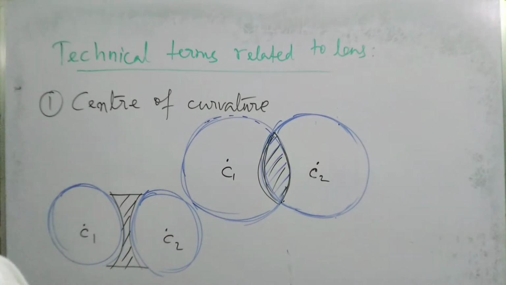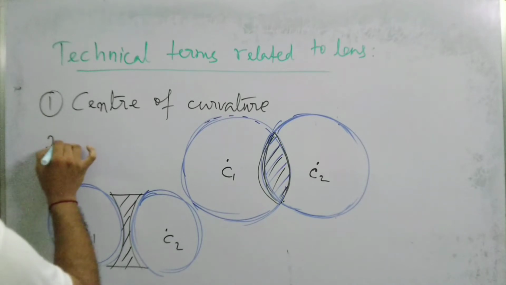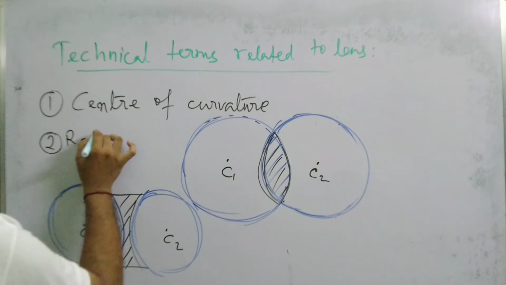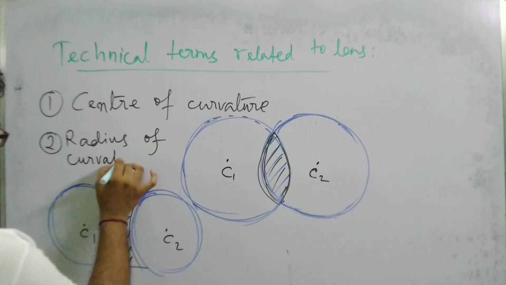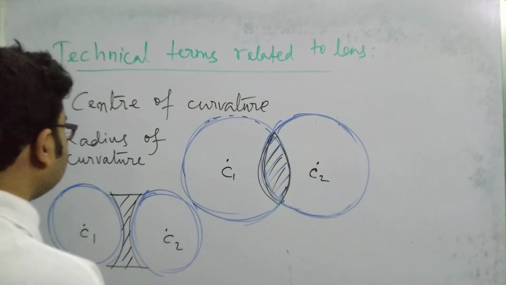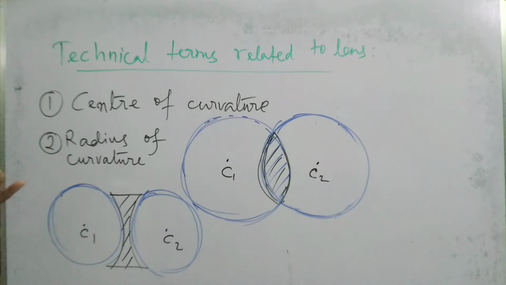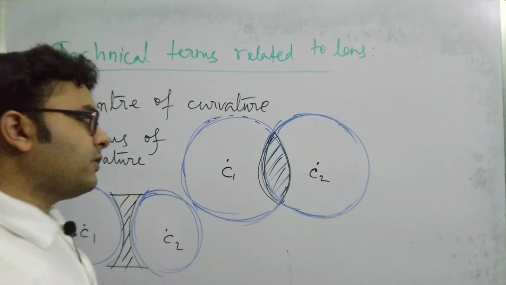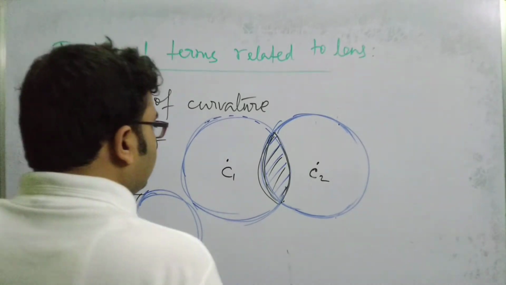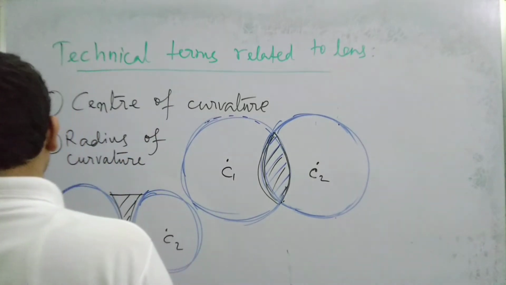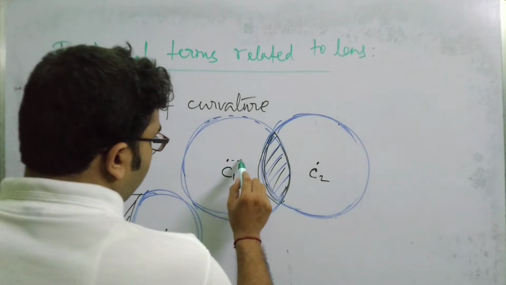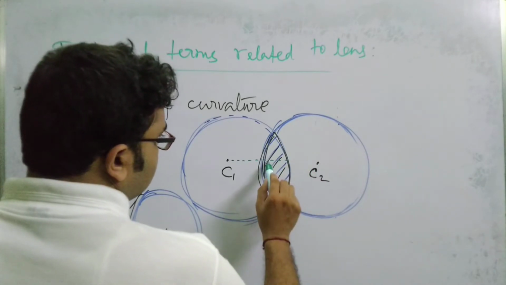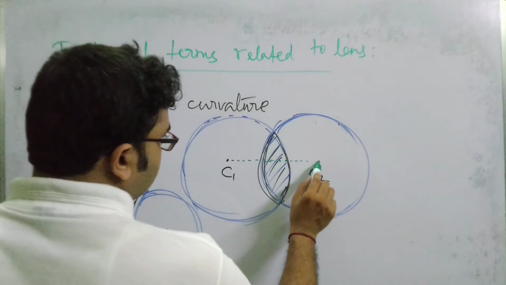Next important technical term that we are saying is the radius of curvature. Now definitely you can guess a little bit after I have discussed the definition of the center of curvature. As there are two spheres involved in the formation of either a biconvex or biconcave lens, definitely there will be two radii. Here in the case of the convex lens, this is the one radius and this is the other radius.